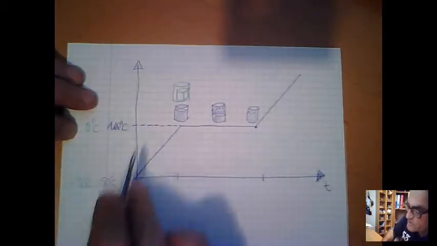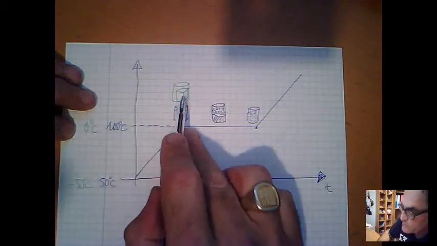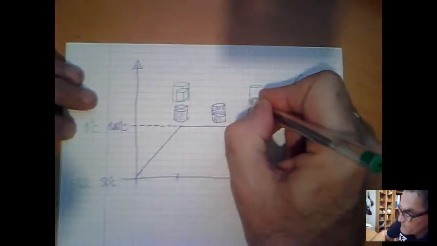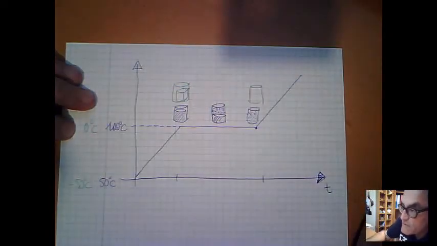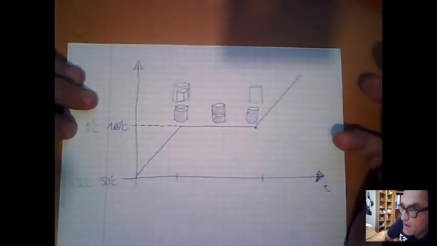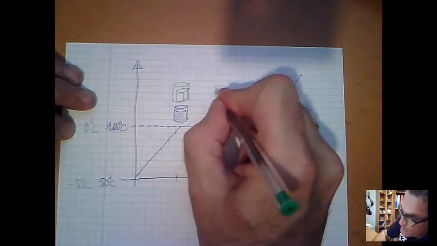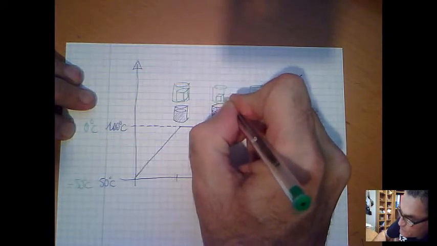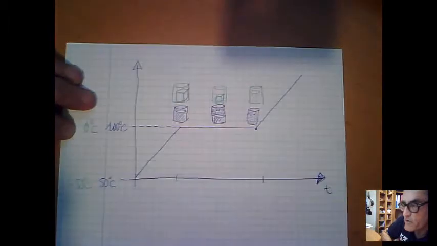When I get to 0 degrees with some ice which was at a lower temperature, here I have ice at 0 degrees. What do I have at the end of this plateau? If I have ice at the beginning, at the end I will have water. Okay, so here I have water, and in the middle of the plateau I have some ice which is left and some water because it has already partly melted.